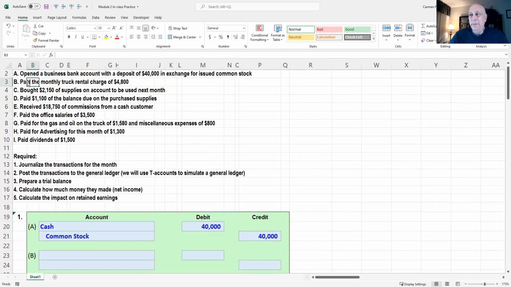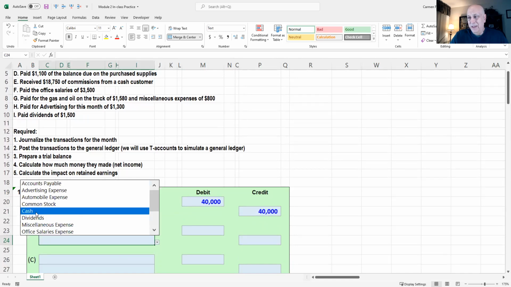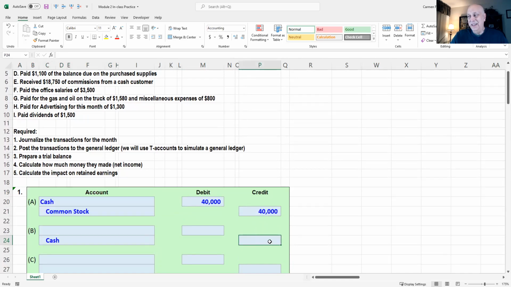Let's look at the next one, item B. We pay the monthly truck rental charge of $4,800. So paid, what does paid mean? Cash is leaving the building. So we can do that part first. Let's find the cash account. Since cash is decreasing, it's going to go on the decreasing side, the opposite side. Again, increases on the left, decreases on the right. So we put the $4,800 decrease to cash on the right side.